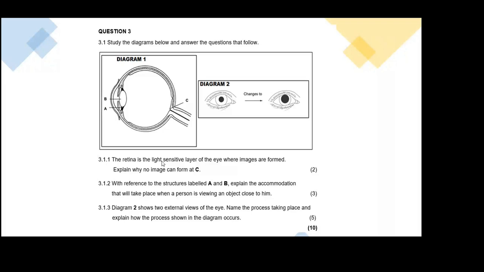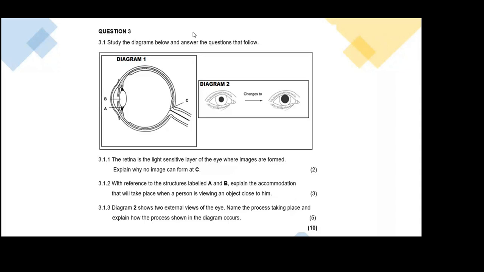So I'm at 3.1.1. The question reads, the retina is the light sensitive layer of the eye where images are formed. Explain why there is no image at C. So the first thing you need to ask yourself is, what is C? Okay. And my instruction to you is you always label your diagrams even before you get to the question. And if you remember, the label of C was the blind spot, isn't it so?